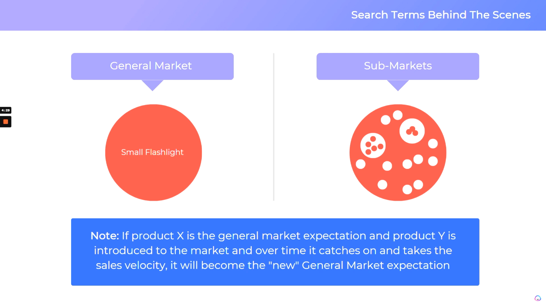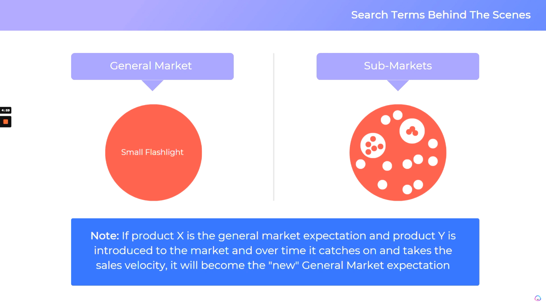Okay, so if product X, as an example here, is the general market expectation, so when someone types in small flashlight, Amazon says, hey, most people, or a good portion of the market, when they type in small flashlight, these are the products that they click on, and these are the products that they buy. However, product Y is eventually introduced to the market, and over time, it catches on and takes the sales velocity. It will become the new general market expectation.